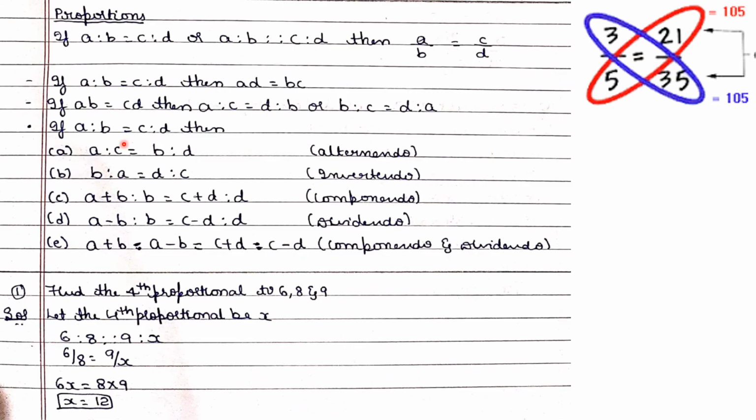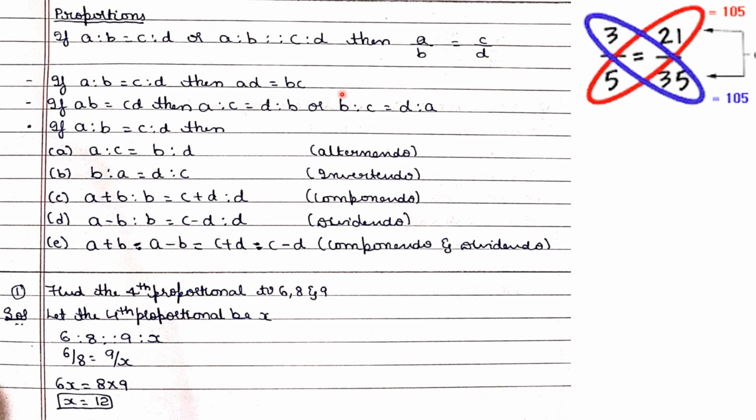So in proportions, if A is to B is equal to C is to D, this is written as A divided by B is equal to C divided by D. Then this will become AD is equal to BC. So this is how you will write. First it should be written in the fraction, then do the cross multiplication.